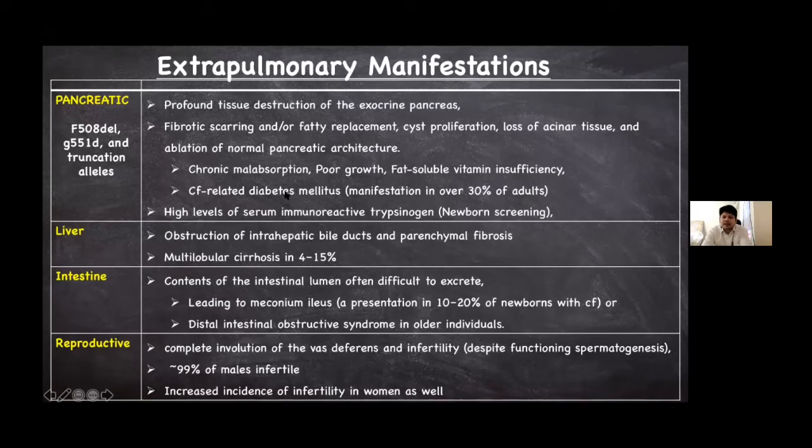Even in adults, there can be diabetes mellitus related to the pancreatic problem, which is seen in around 30% of patients with cystic fibrosis. Not that common, but 30% is quite common and a very important factor. Because the pancreas is not working, trypsinogen won't get converted to trypsin, and so there will be a high level of immunoreactive trypsinogen. That is the key screening test used for newborns. This is again commonly asked in MCQ and viva. What is the newborn screening test? It's the serum immunoreactive trypsinogen level, which is high, and can be used as a newborn screening test. So this is the pancreatic part. The manifestations are very simple.